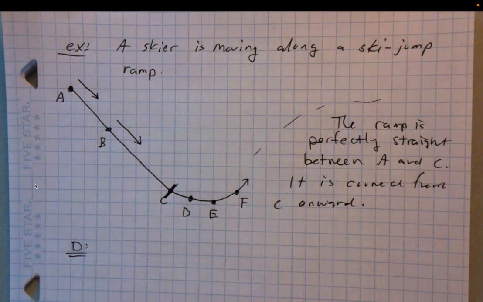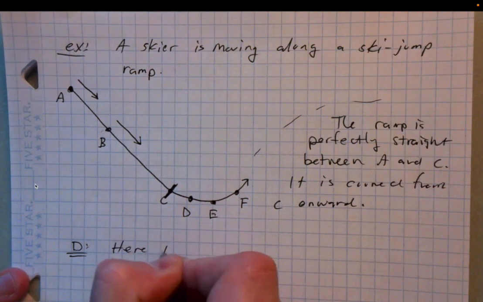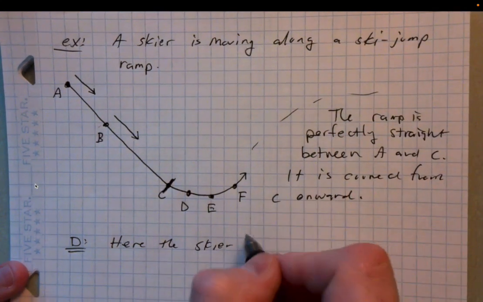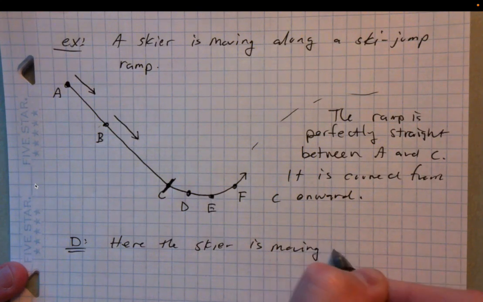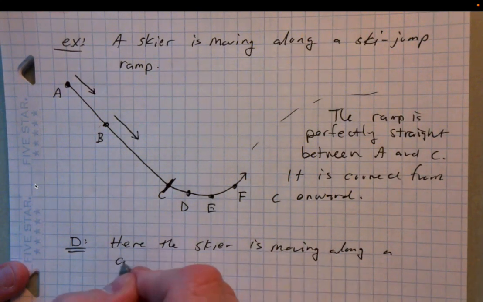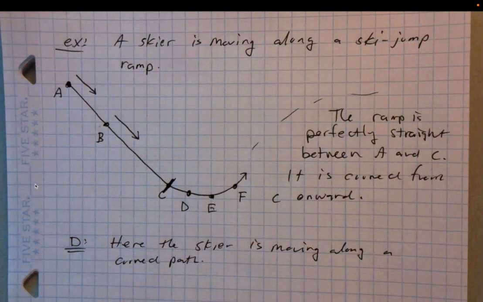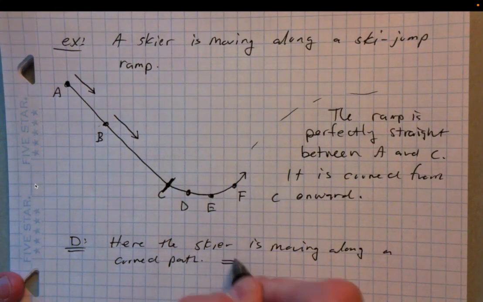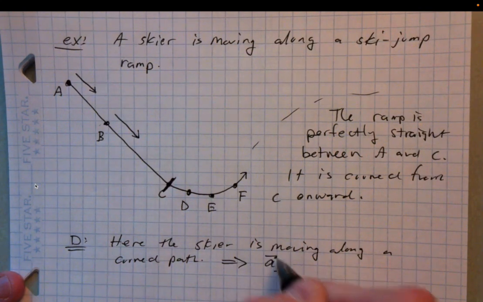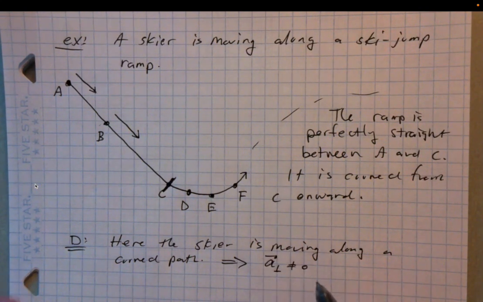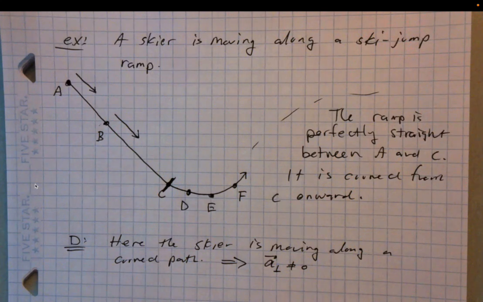So at D, the skier has just passed C and is starting to move along a curved path, right? So what that implies is that the perpendicular acceleration is now no longer zero, right? Some portion of the acceleration is going into changing the direction of the skier, right?